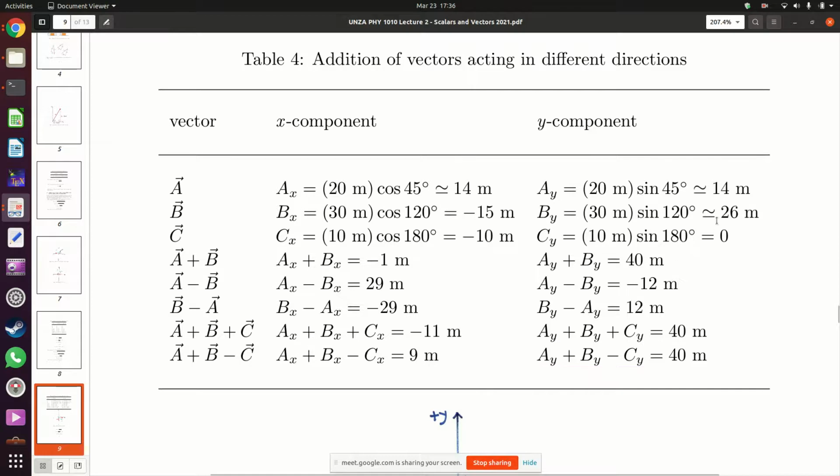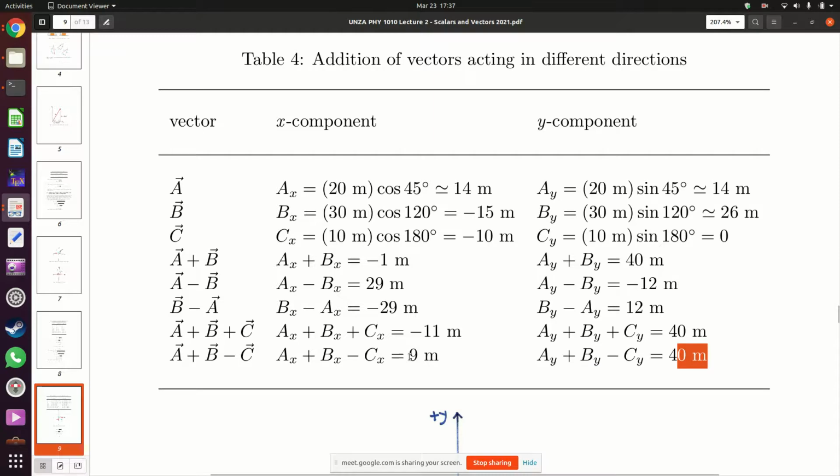Then the y component is going to be ay plus by minus cy. So how much is ay? Ay is 14 meters. Then your by is 26 meters. Then your cy is 0 meters. So here we have 14 meters plus 26 meters minus 0 meters, and that gives you 40 meters.